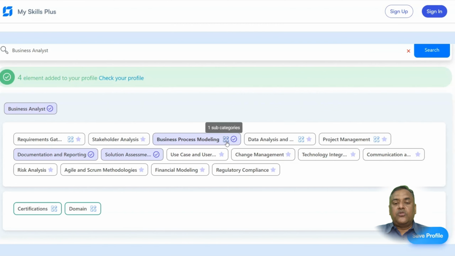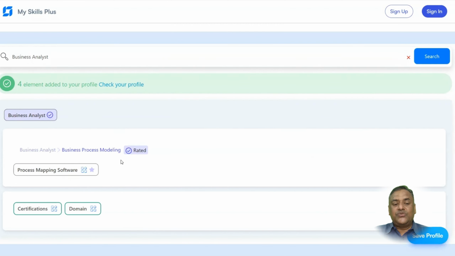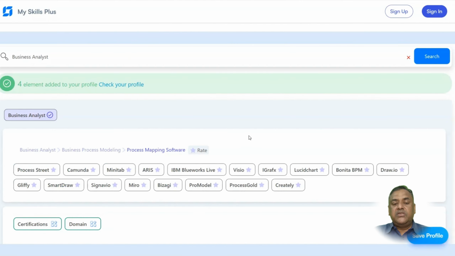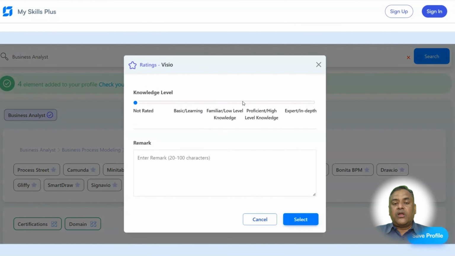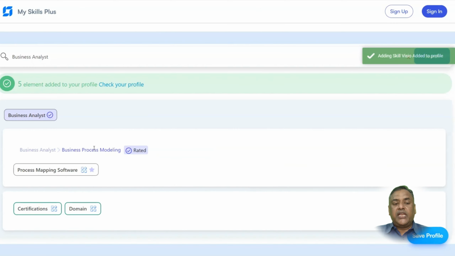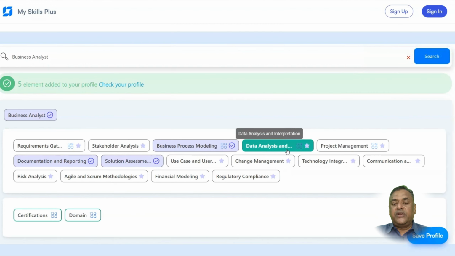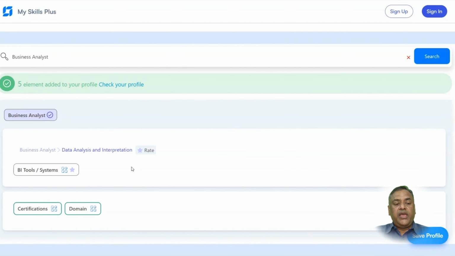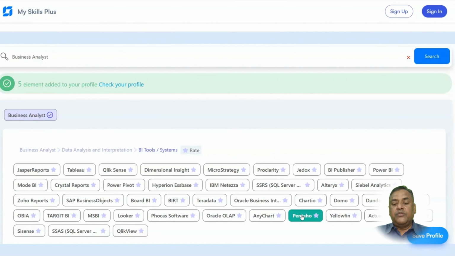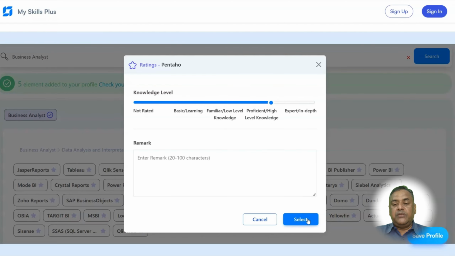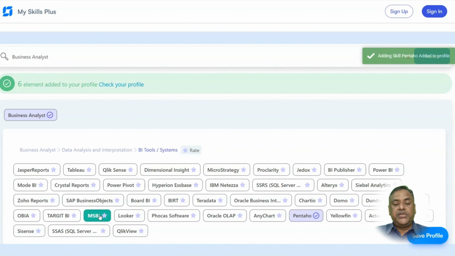In this, we also see that there are different layers to the skills. For example, within business process mapping, we could have different tools, and companies may want people with certain skills in certain tools. So we can also capture the proficiencies related to the different skills given here. Let's see what is there under data analysis. We have the tools relevant for the business analyst, and different individuals in business analyst roles may have proficiency in different tools. So we can indicate our proficiency.